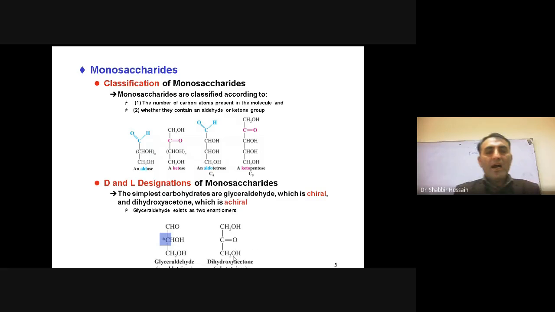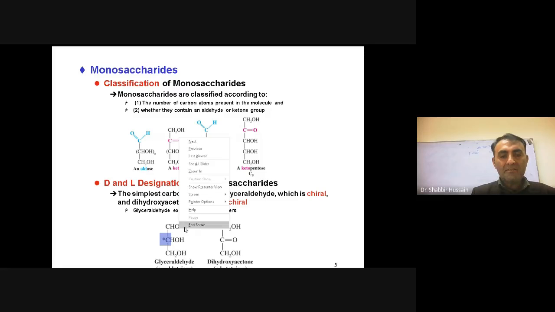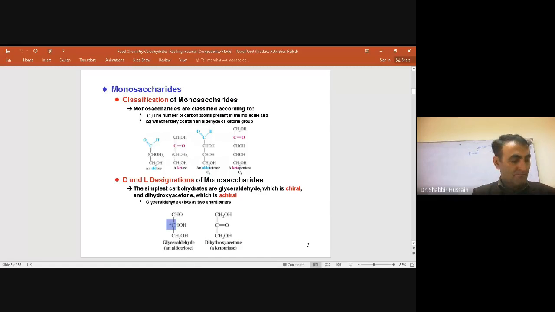Understand? I have already discussed the classification of monosaccharides. Monosaccharides are classified according to the number of carbon atoms present in the molecule. These monosaccharides may be 6 carbon, maybe 5 carbon, and the minimum may be 3 carbons, right? That is glyceraldehyde. Any question till here?